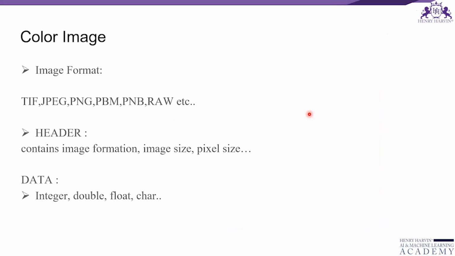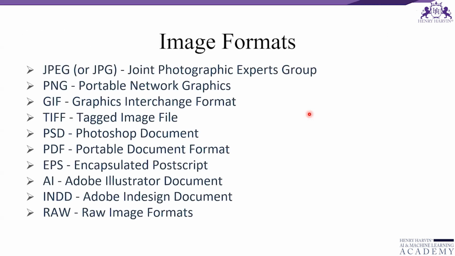So when we talk about the image format, there are several formats like TIFF, JPEG, PNG, PBM, PNB, RAW, etc. So when we talk about header, it contains image formation, image size, pixel size, etc. So when we talk about data, it could be like integer, double, float, character, right? See, I have told only a very few cases, right? So I'm discussing only few. So let us discuss the image formats now, right?